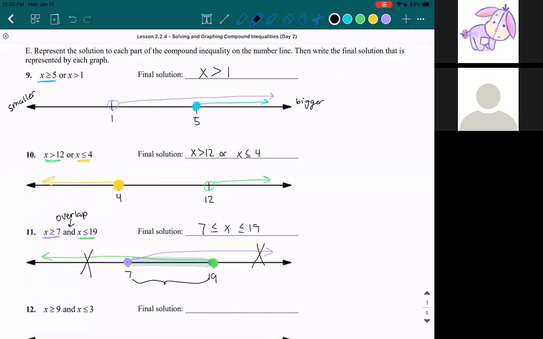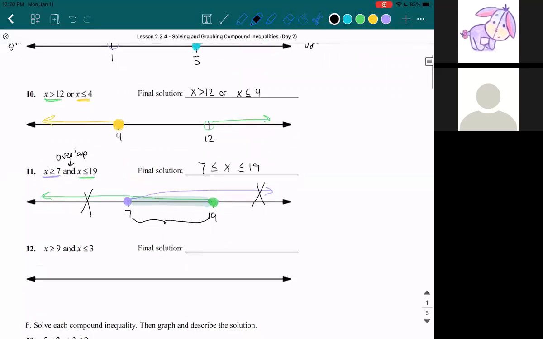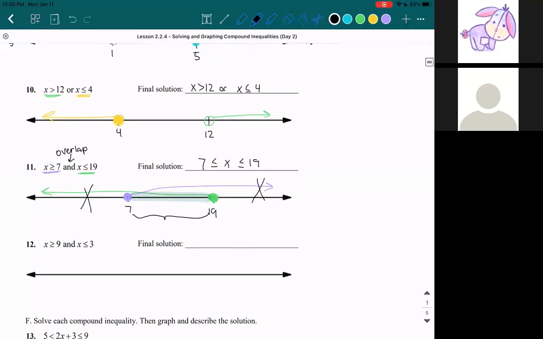Let's take a look at number 12. All right, let's write 3, 9. So x is greater than or equal to 9. Fill in my circle because there's an equal to line, and then shade to the right because it says greater than. Okay, and then over here, x is less than or equal to 3. So it says equal to, so I'm going to fill it in, and it says less than, so I'm going to go to the left.